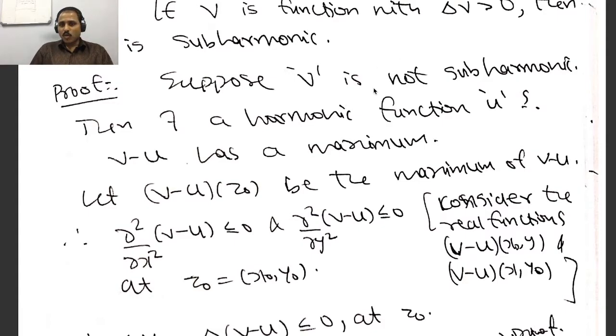Now the proof. Suppose v is not subharmonic, then there exists a harmonic function u such that v minus u has a maximum. Suppose z0 is the point of maximum of v minus u. Now you compute the second derivatives, and these are less than or equal to 0 at z0. This is from calculus: at the point of maximum, you consider the function v minus u, fix x0 and treat it as a function of y, and fix y0 and treat it as a function of x. Then these two quantities will be less than or equal to 0. So the second derivative will be less than or equal to 0 at a point of maximum.